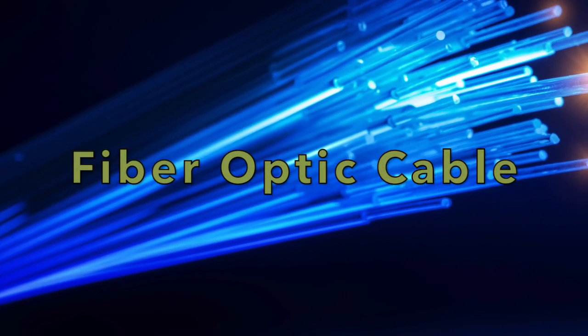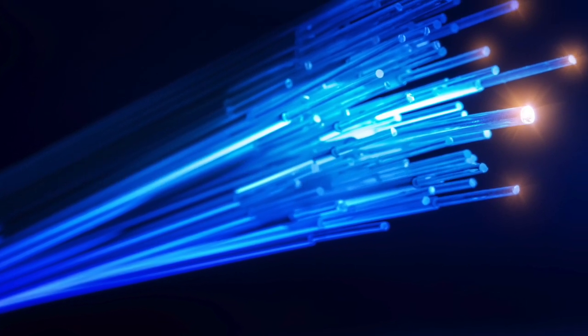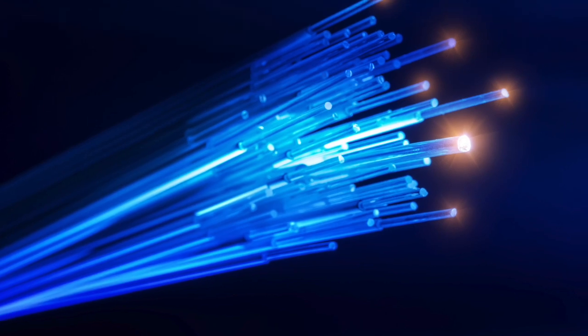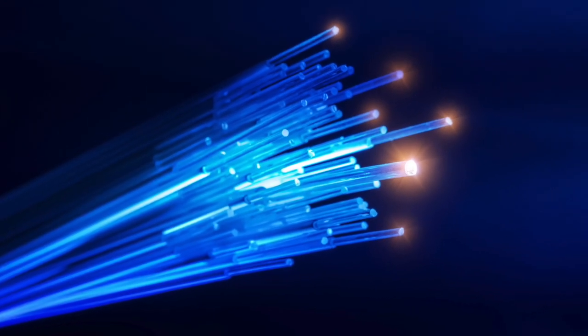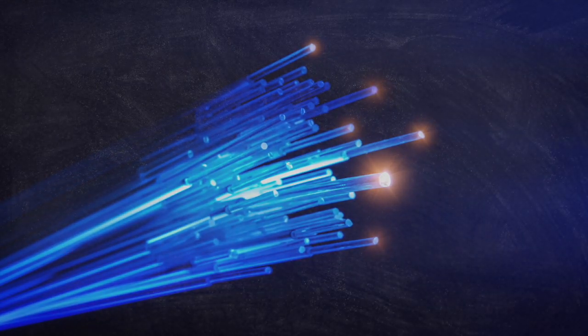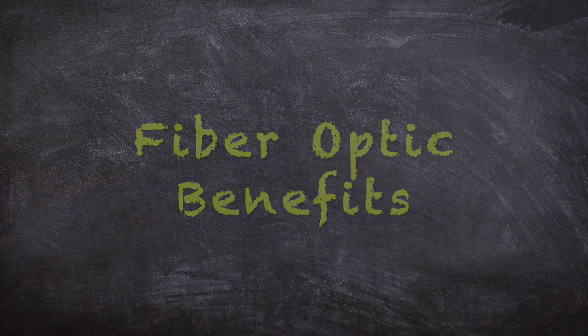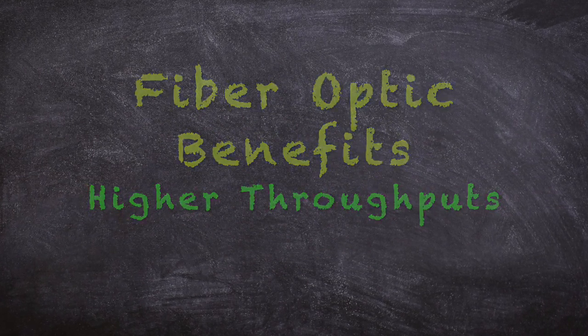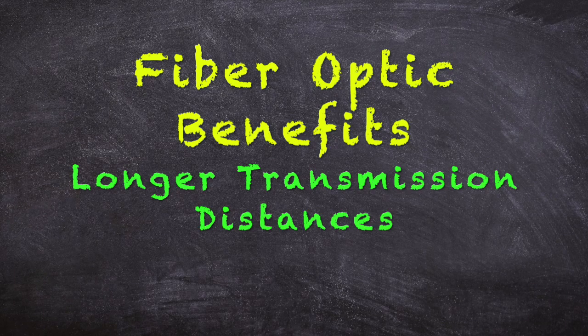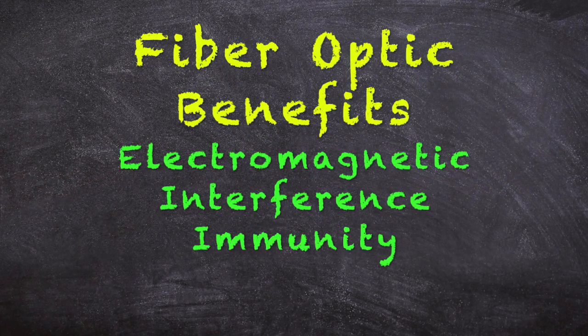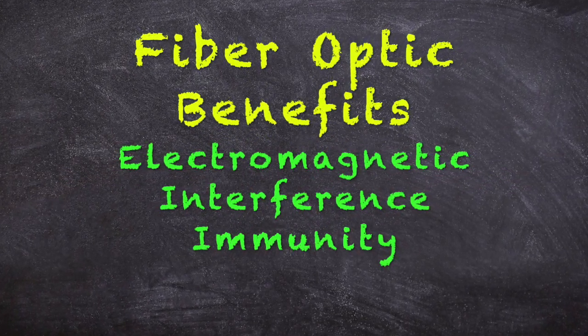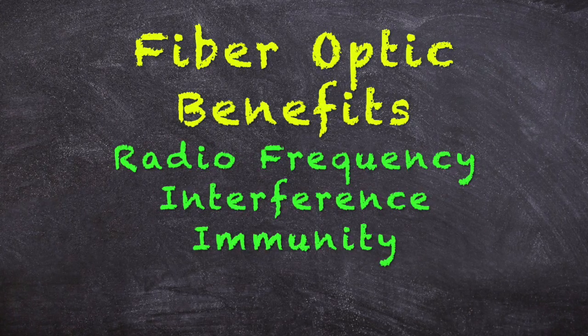An alternative to copper media is fiber optic cable. Fiber uses light instead of electricity to transmit data. It has several advantages over copper media. These include higher throughputs, transmission over longer distances, and immunity to electromagnetic interference (EMI) and radio frequency interference (RFI).